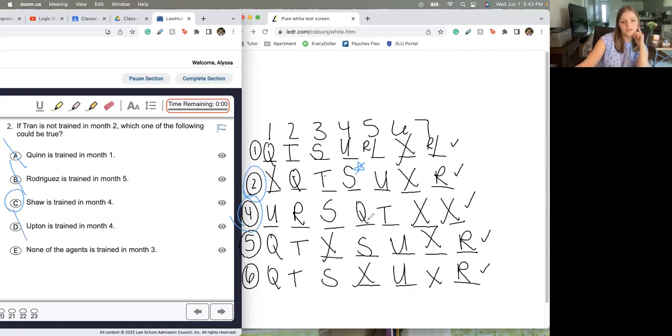And E, none of the agents is trained in month 3. Can't have that happen. I have to have someone in that 3rd spot, that 3rd month. So E is out. So that leaves us with answer choice C. Anyone have questions on that?